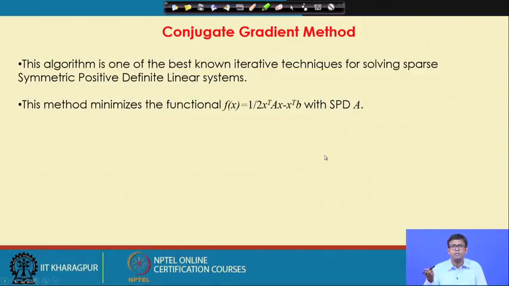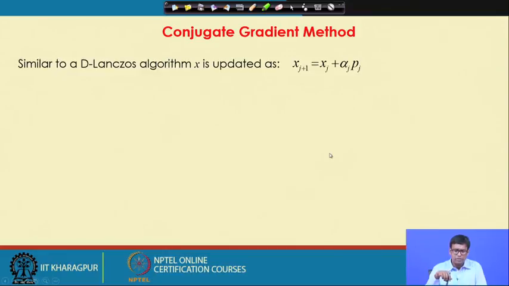As this is a general projection method, the idea comes from the steepest descent type of algorithm, that it should minimize a function along a particular direction, and minimization of f(x), we can show very easily, gives the solution of Ax equal to b. Similar to the D Lanczos algorithm, x is updated as x(j+1) equal to xj plus alpha pj. So we have an iterative relation for xj. The difference is that the recursive relation for p will be substituted by the A conjugacy theorem.